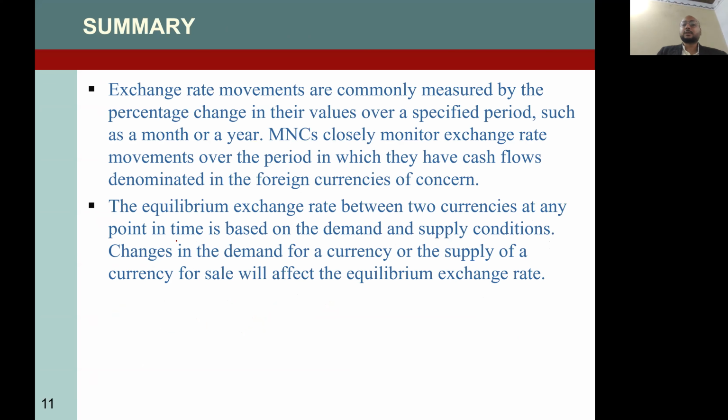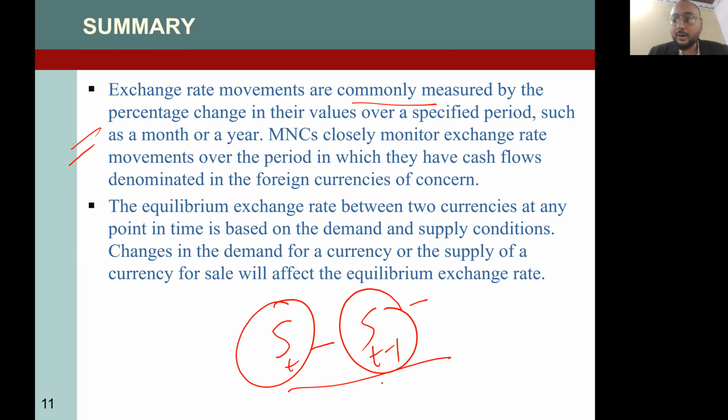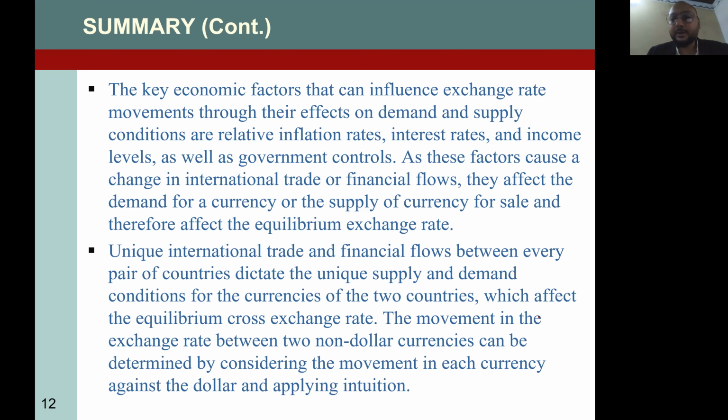Okay. So the summary of this chapter we discussed already in the last class. Just at an overall glance, exchange rate movements are commonly measured in terms of percentages. So what is the formula? New spot rate minus old spot rate, divided by the old spot rate. If positive, it means appreciation. If negative, it means depreciation. The key economic factors are change in inflation, change in interest rate, change in income level, government control, and expectations.